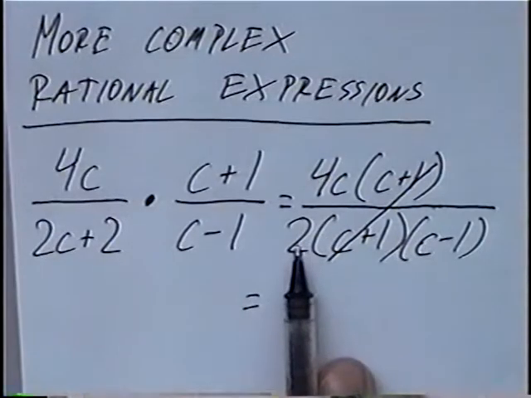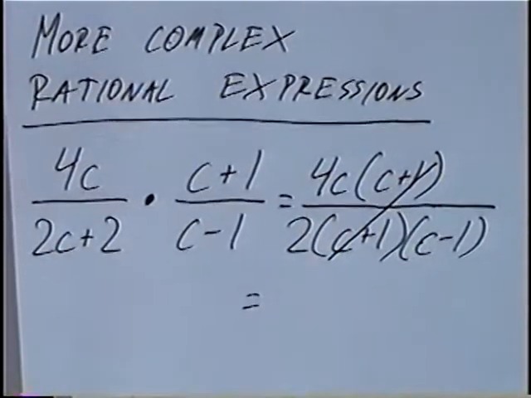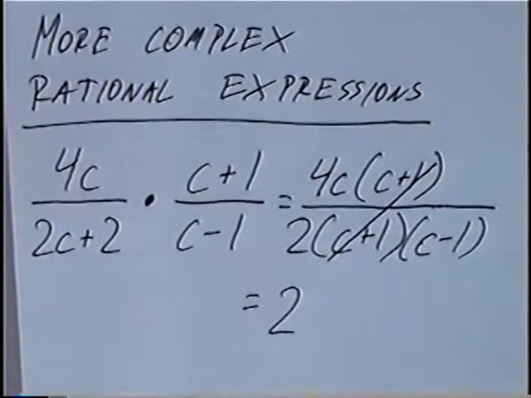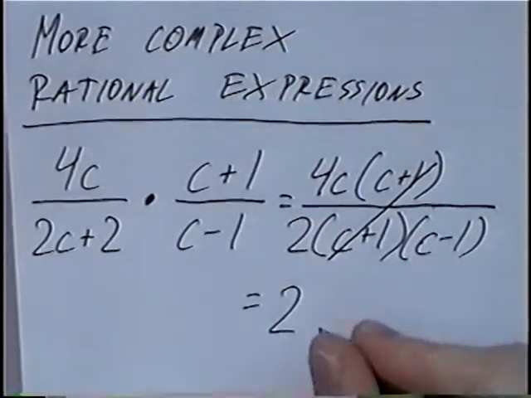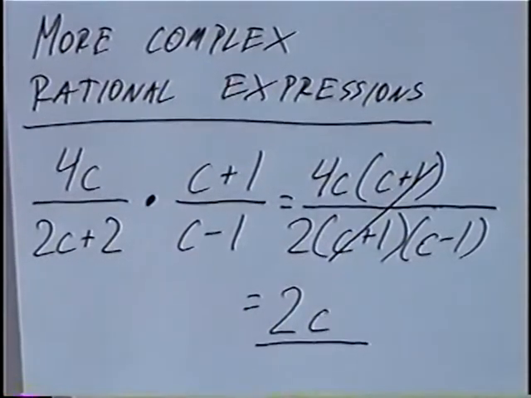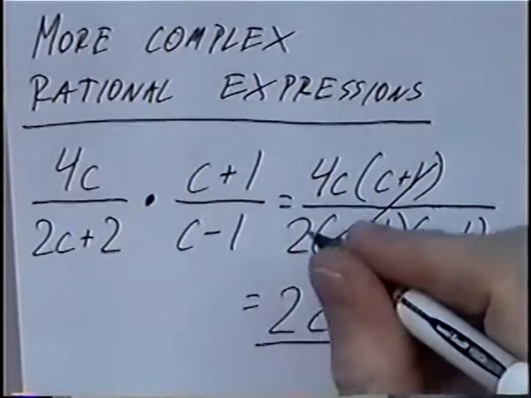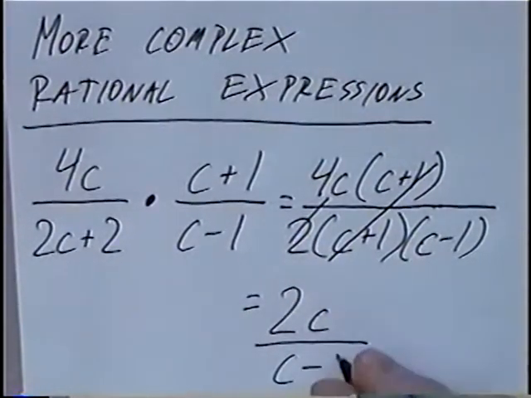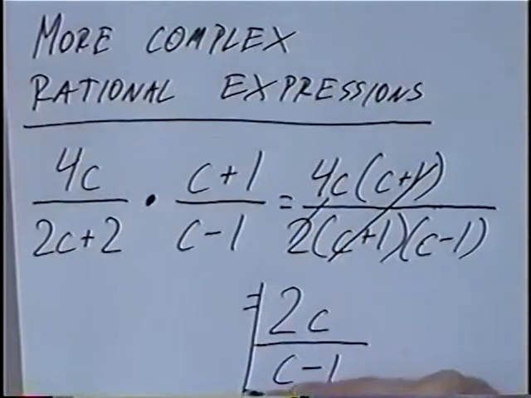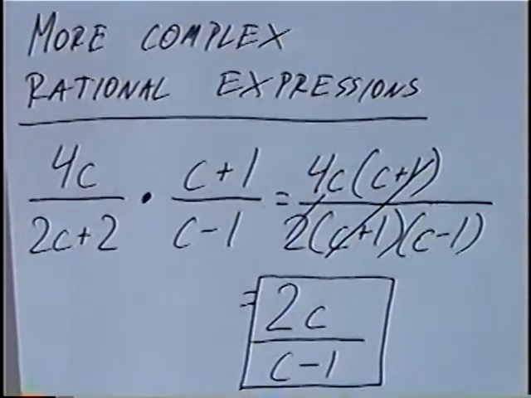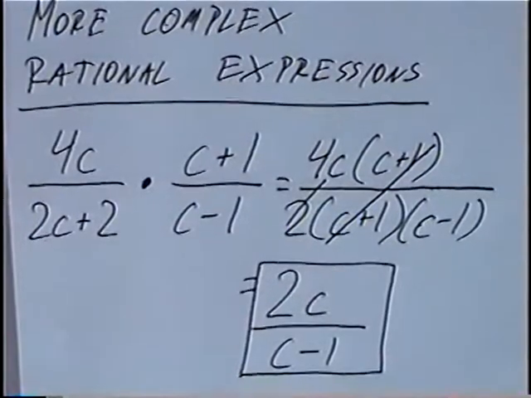We have the coefficients 4 over 2, or 4 divided by 2. 4 divided by 2 will be 2. We'll have a c left over in the numerator. And in the fraction line, the 2 again, we divided, and we'll be left with c minus 1 in the denominator. So after multiplying, factoring, and reducing, the final answer would be 2c over c minus 1.